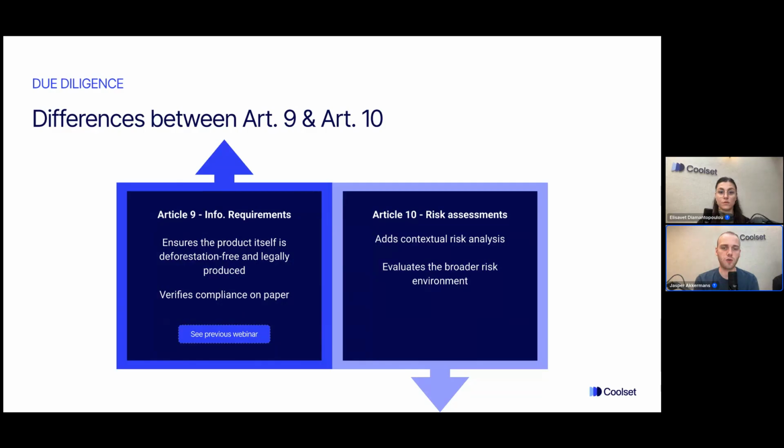And then for Article 10, which we're talking about today, that really goes about the risk assessments and adds contextual risk analysis and evaluates the broader risk environment. And we're going to make as clear as possible what that means by breaking it down in very practical steps that you can take in order to do a risk assessment for your commodities.